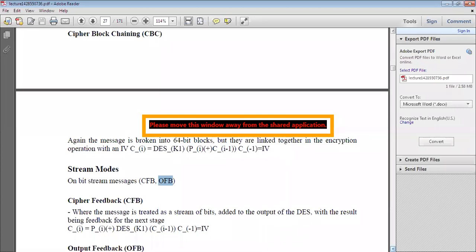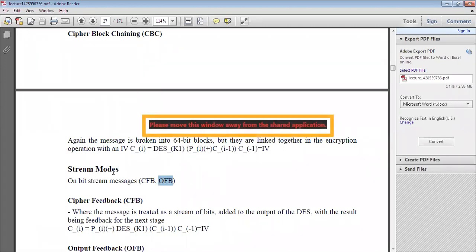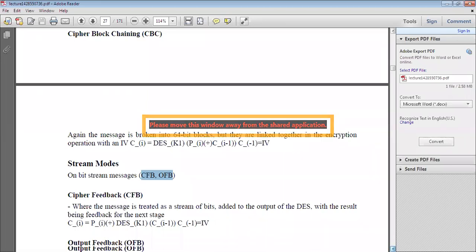To convert plain text to ciphertext, first the entire plain text you have to divide into blocks or streams. To convert into blocks, that is ECB and CBC, electronic code book and CBC, we use. Whereas in stream modes, to convert the entire plain text into streams, you can use these two modes, CFB or OFB, cipher feedback mode or output feedback mode. Okay, clear?